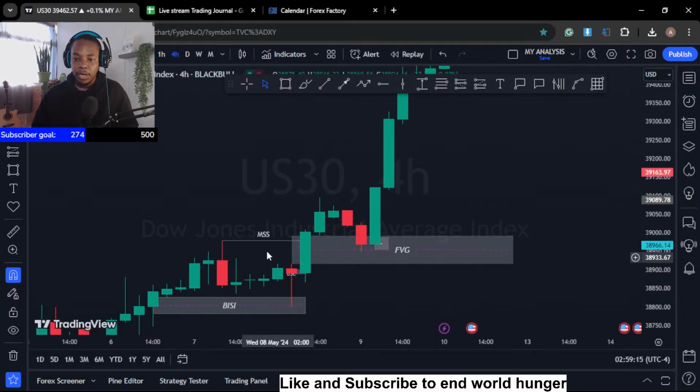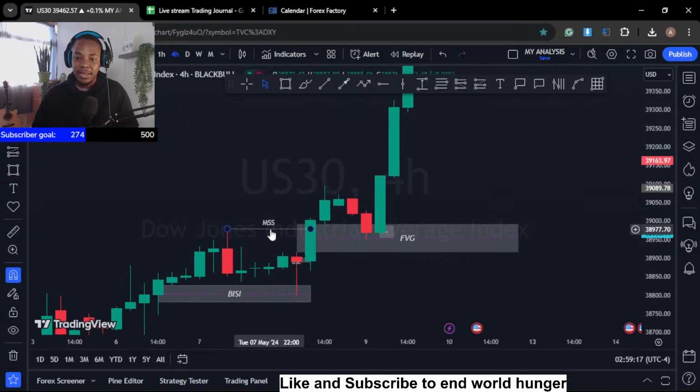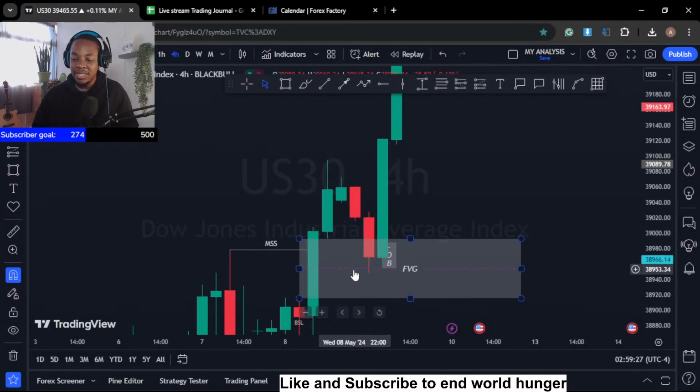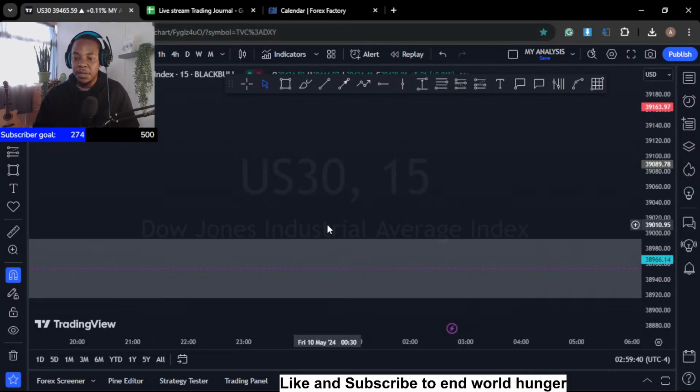But looking at this, this is what we were looking at yesterday. Market structure shift. I was hoping that price would reject into the mean threshold of that market structure shift, and that's exactly what we did. As you can see there, the market structure shift tapped into the consequent encroachment, not mean threshold, consequent encroachment of that fair value gap, and then switched to the 15-minute.